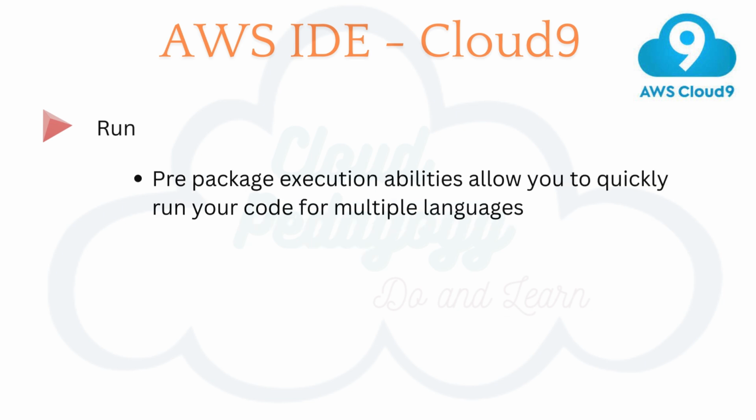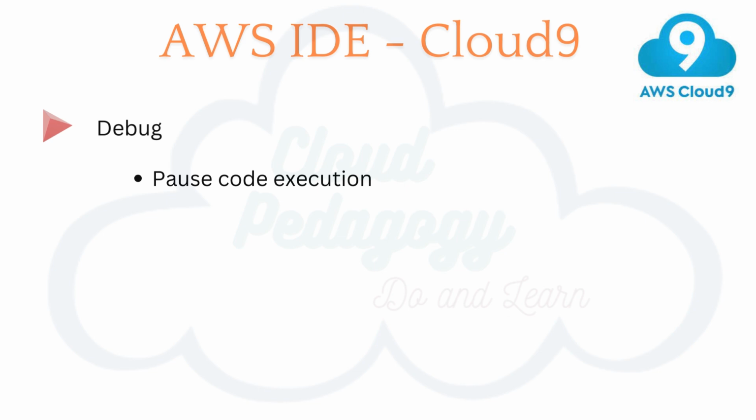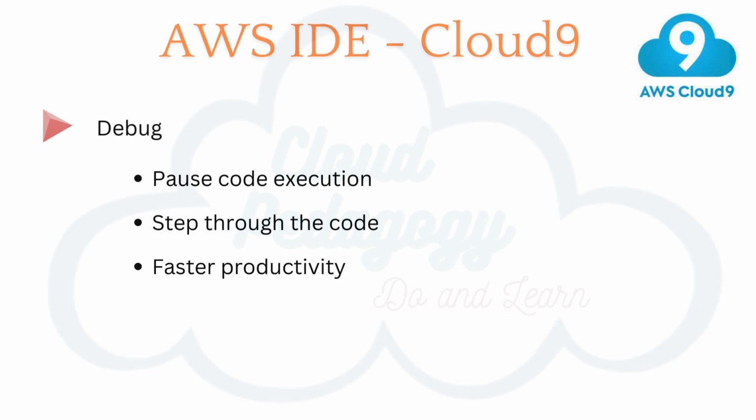Pre-packaged execution abilities with Cloud9 allow you to quickly run your code for common programming languages such as Node.js, Python, and C#, etc. Run configuration often works out of the box but remains flexible to allow developers to customize them to meet their needs. An integrated debugger allows a developer to pause code execution in their browser and step through their code line by line, analyzing local variables and call stacks. This enables faster debugging of issues, resulting in more resilient code and faster velocity for creating new features.